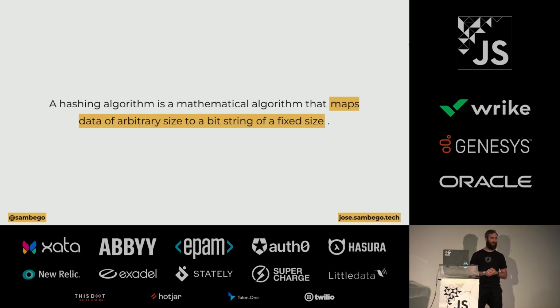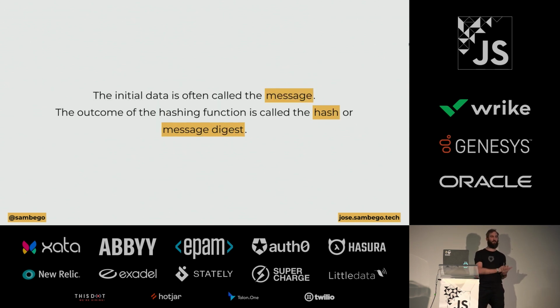And a hashing algorithm is a mathematical algorithm that maps data of an arbitrary size to a bit string of a fixed size. A lot of fancy words for just saying, no matter how much input you put into this algorithm, the output will always be the same size, and that size is defined by the algorithm. The initial data is often called the message, and the outcome is called a hash or a message digest. So if I reference a hash or a message digest, that's what comes out of a hashing algorithm.